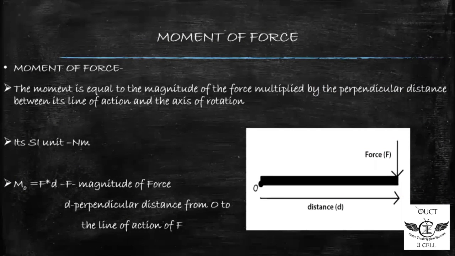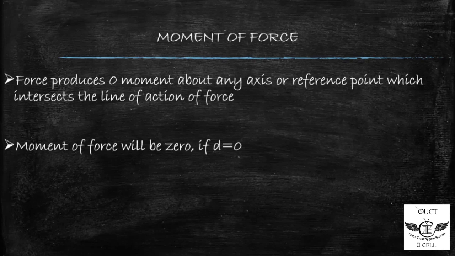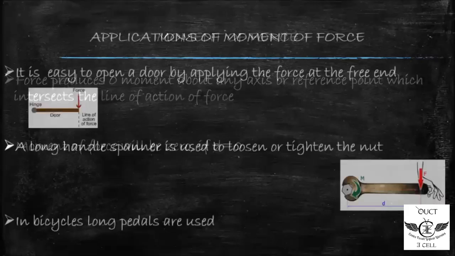Next topic is moment of force. The moment is equal to the magnitude of force multiplied by the perpendicular distance between its line of action and the axis of rotation. Its SI unit is Newton meter. Moment of force is equal to F into d, where F is the magnitude of force and d is the perpendicular distance from O, which is the origin, to the line of action of F. A force produces zero moment about any axis or reference point which intersects the line of action of the force. Moment of force will be zero if the distance is zero.